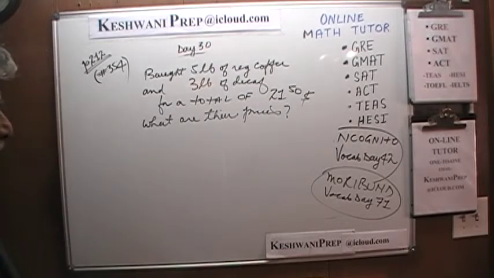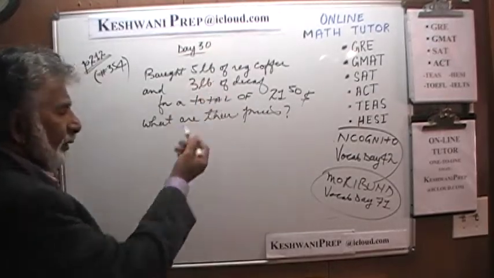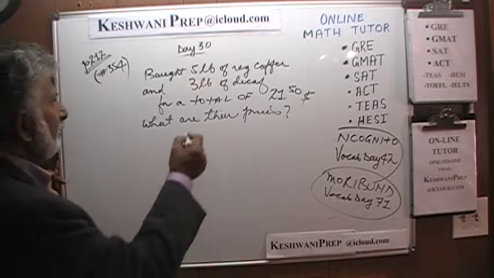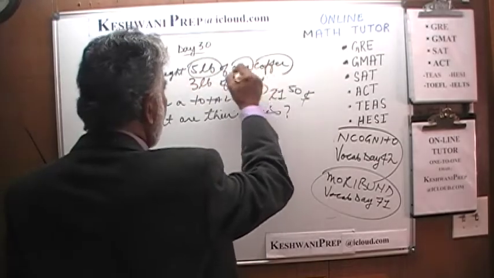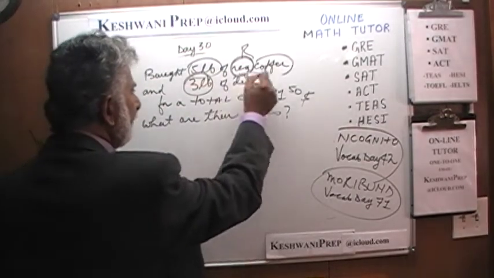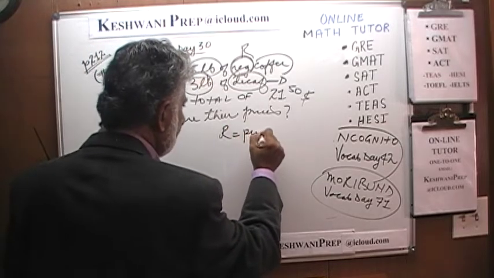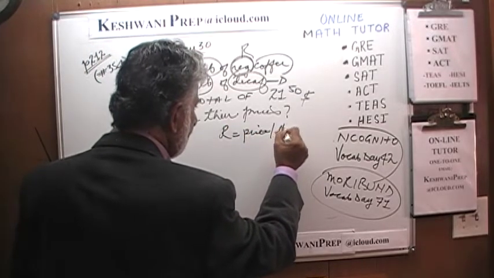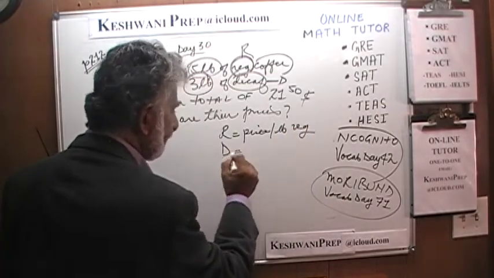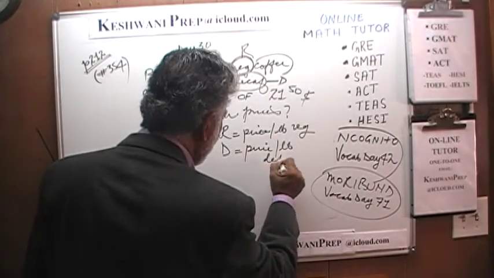So the very first thing we need to do is set this thing up. This is written in English language. Let's write this in the language of mathematics. 5 pounds of regular coffee. We're going to use letter R for regular coffee, and 3 pounds for decaf. We're going to use letter D for decaf. So R will represent the price per pound of regular coffee, and we will use letter D to represent price per pound of decaf.